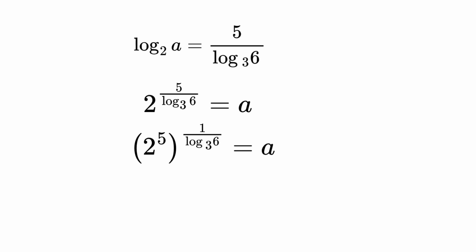If we remove this fraction, then these two terms will interchange, that we can write it as log of 3 to the base 6. So we can get it as 32 power log of 3 to the base 6 is equal to a. And that's how you solve what 90% of people couldn't. You're now in the top 10%. Well done.